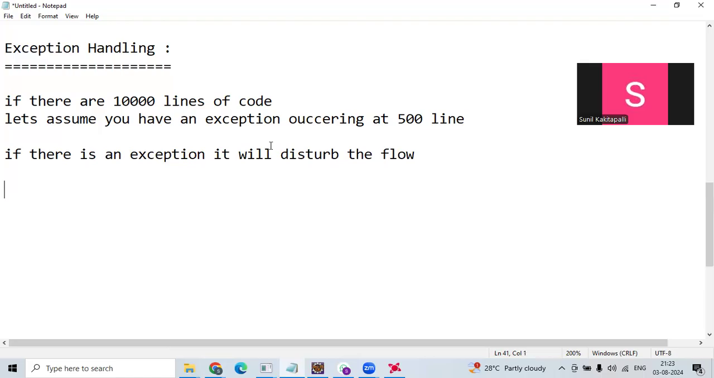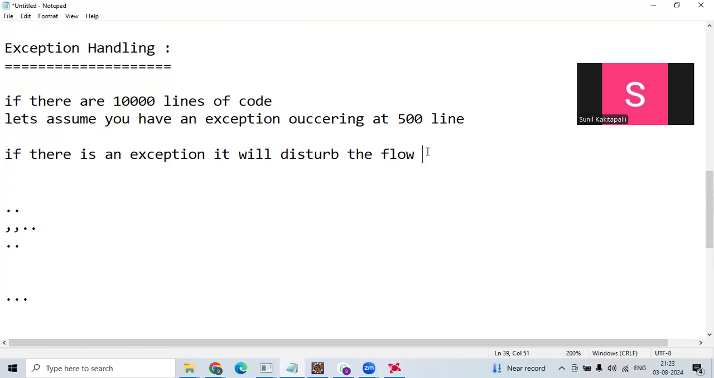So today I'm giving a high level introduction. When exception handling comes into play: if you have 10,000 lines of code, and there is an exception occurring, exception meaning an unwanted or unexpected event, at line 500, then definitely the 9,500 lines below it won't execute.